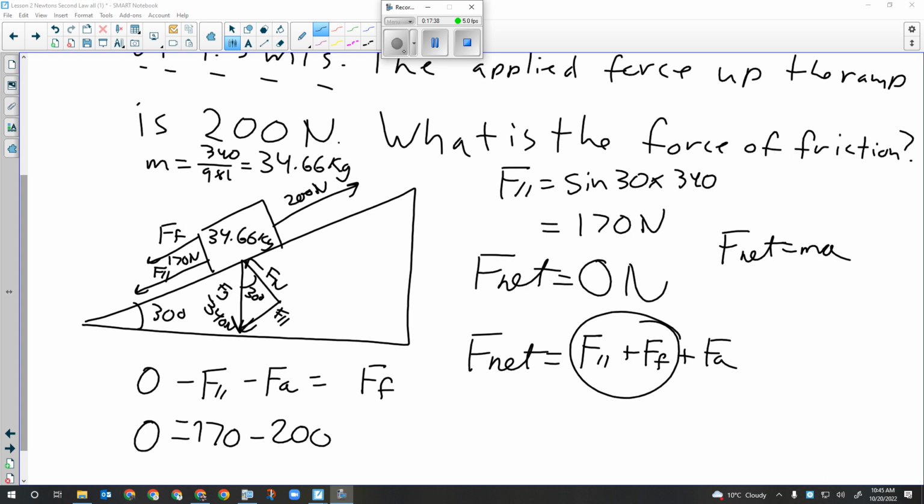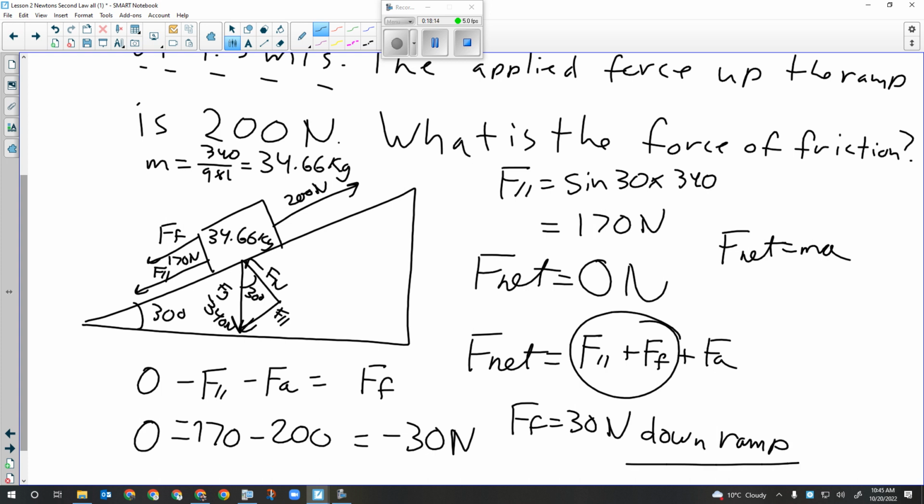Why did I make the 170 negative? I have to make it opposite, up the ramp, right? And I made this 200 positive, right? So I have to recognize those vectors. Okay, so I'm going to have 0 minus negative 170, so it's positive 170, minus 200, well, that's going to be negative 30 newtons, but I can't leave it as negative. I have to say it's down the ramp. So the force of friction is 30 newtons down the ramp.